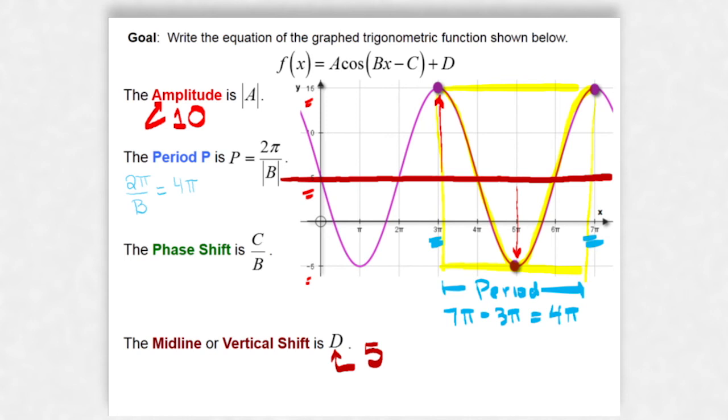We just solve for B. Maybe multiply both sides of the equation by? By B. Okay. So this would give us 2 pi is equal to 4 pi B. Yes. And then divide both sides of the equation by? By 4 pi. It looks like I have B. B is equal to 1/2. Very good. 2 pi over 4 pi. So let's see if we can write that in. B is going to be 1/2. Excellent job.